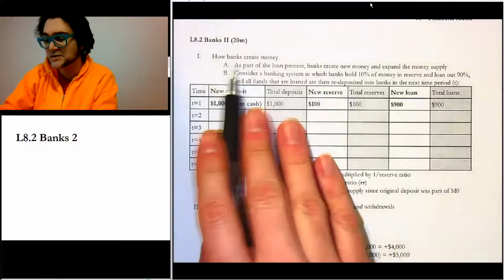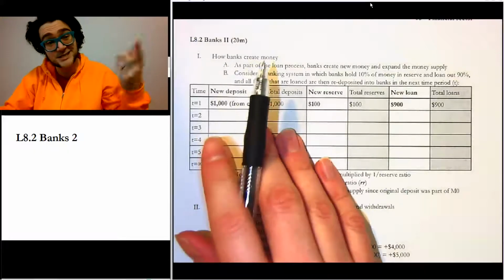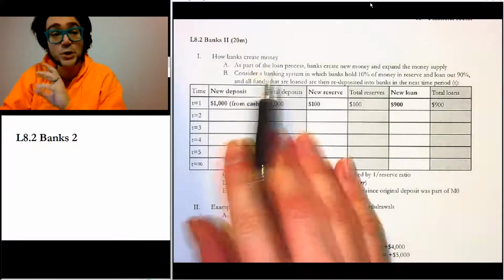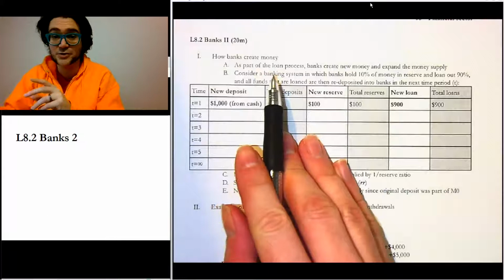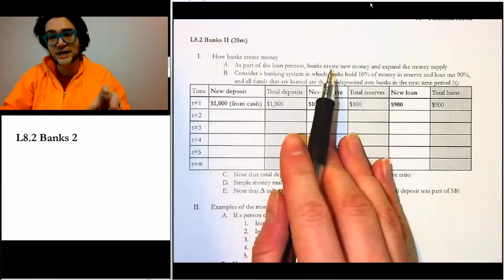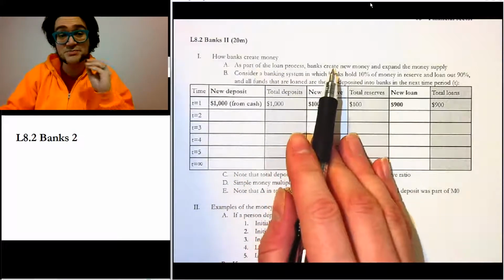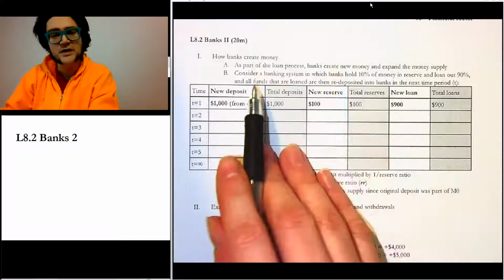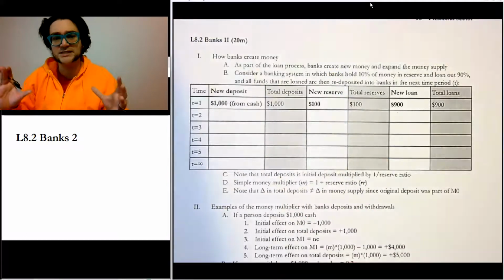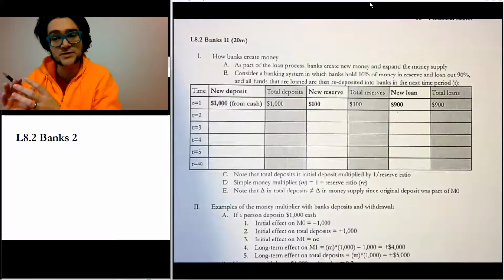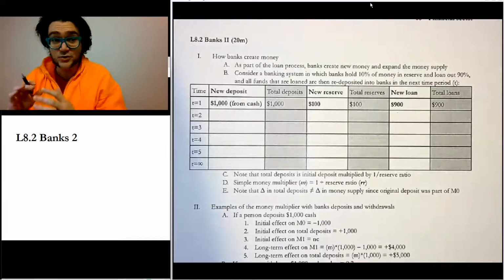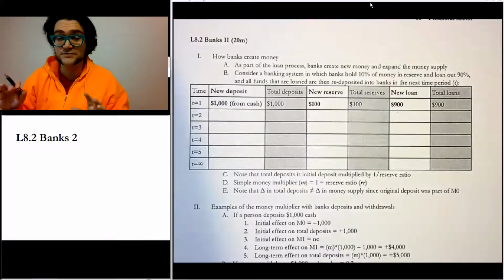So the first thing to know is that banks do create money, which you know because I just told you. But as part of the loan process is actually how they do it. So they create new money and they expand the money supply just by lending out more dollars. So first, imagine a banking system in which banks have to hold 10% of their money in reserve, and they do, and they don't hold anything else in reserve, and they loan out all of the other 90%.